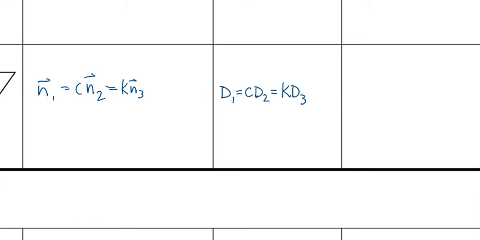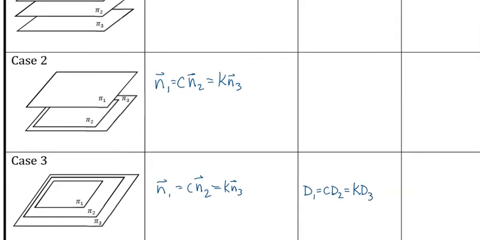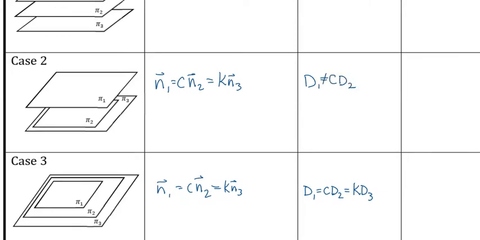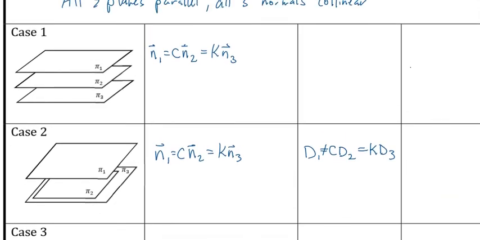Okay, so what about for this one? I got to get the order right here. So this one looks like plane 2 and plane 3 are coincident. That's what we say, right? And plane 1 is parallel and distinct. That means D1 will not equal C times D2, but that will equal K times D3. So 2 of them will be a scalar multiple, and again, same scalar multiple, but not equal to the third. And in this case, none of them are equal.